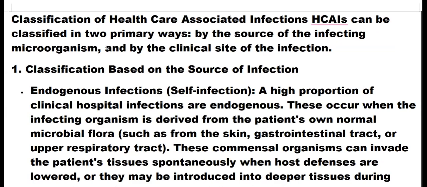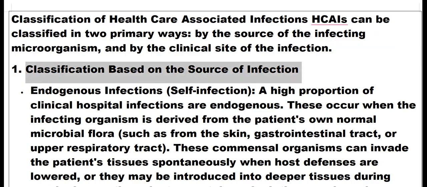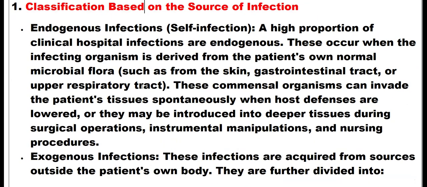Classification of healthcare associated infections. HCAIs can be classified in two primary ways: by the source of the infecting microorganism and by the clinical site of infection. First, classification based on the source of infection.